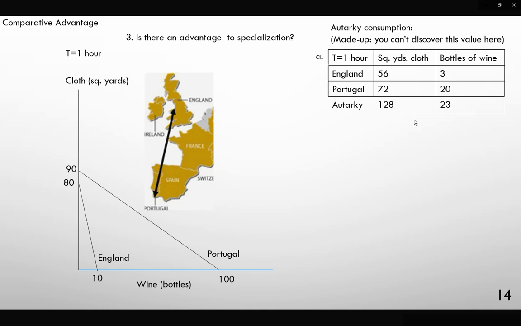The world is consuming 128 square yards of cloth and 23 bottles of wine. And then we have free trade, and I should put, not just free trade in this and in the previous slide, but free trade and comparative advantage. Then we're actually consuming fewer square yards of cloth, but more bottles of wine. Does that make the world better off? We'd have to know what the utility functions of each of these are.